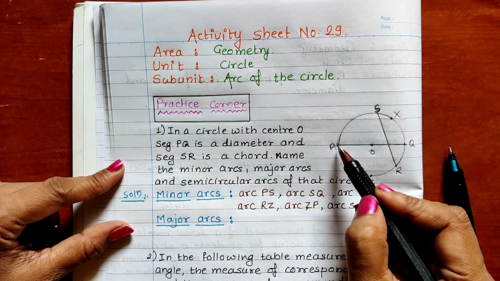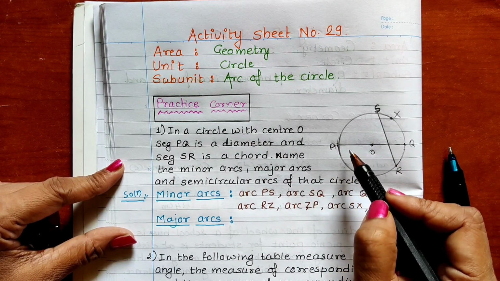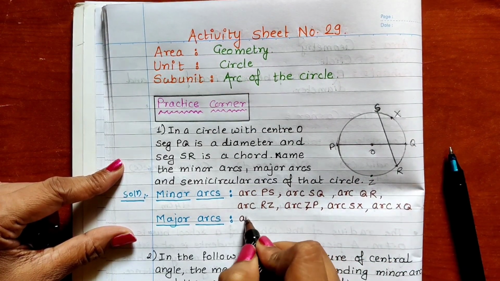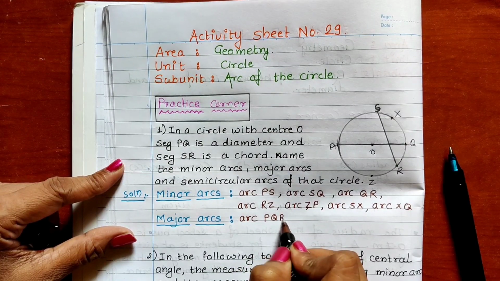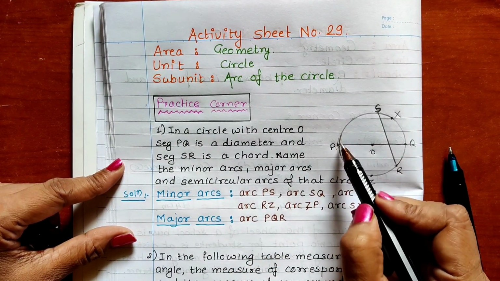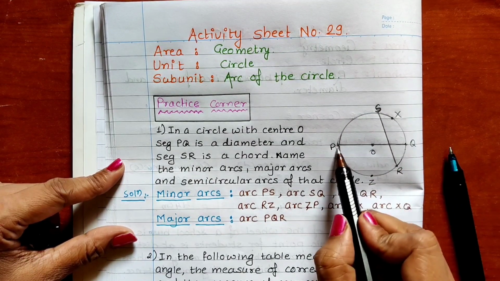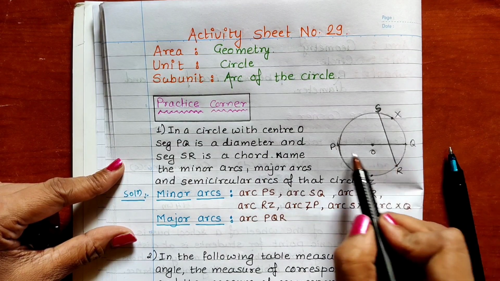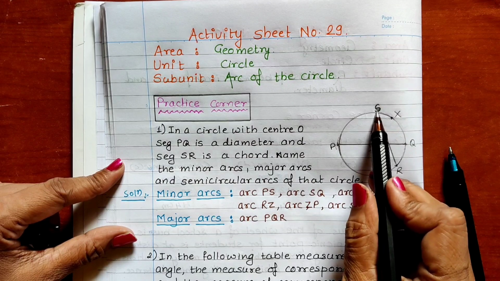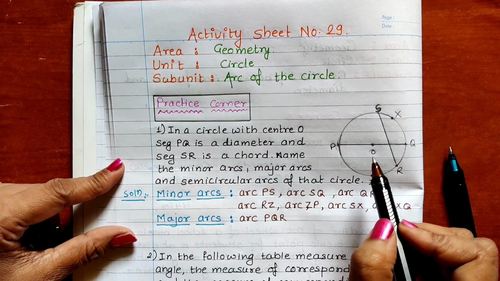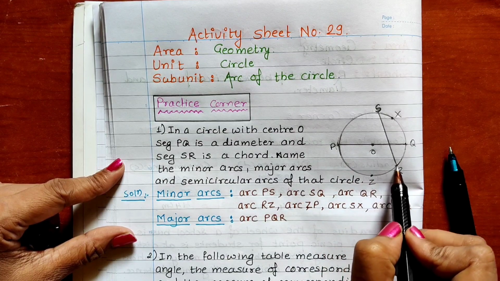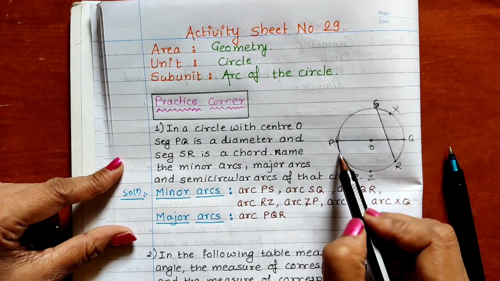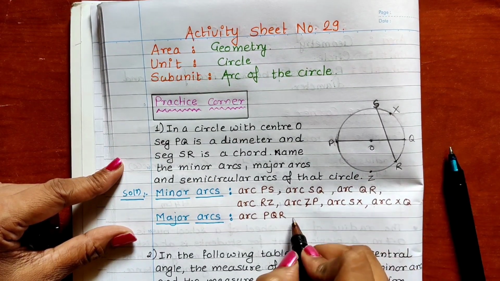PSQR. But we don't use 4 letters to write the name of an arc. We use only 3 letters. So you can write PQR, so arc PQR, from the upward direction to the downward direction. If I start from down to up, PRQ is the semicircular arc, and PRQ till S will be the bigger arc, that means a major arc. From P, Z, R, Q, X, S. So P and S are the end points and it goes like this. So this is a major arc.